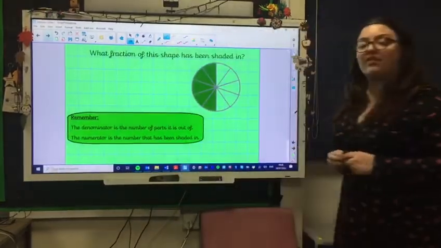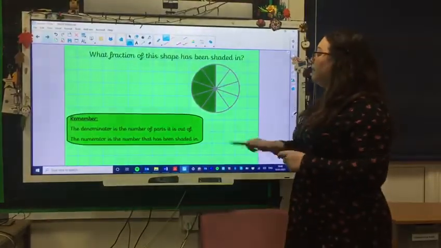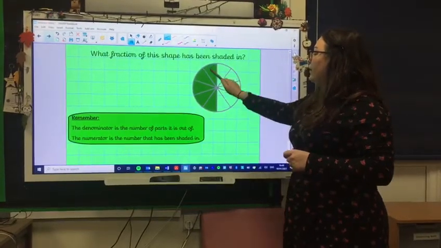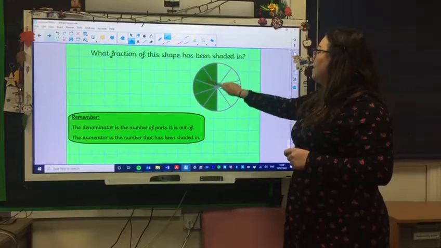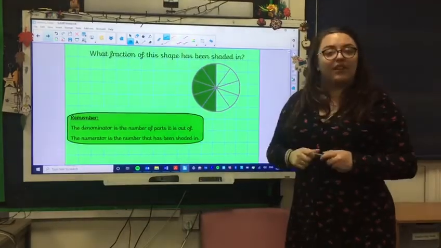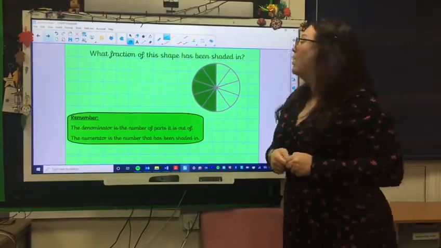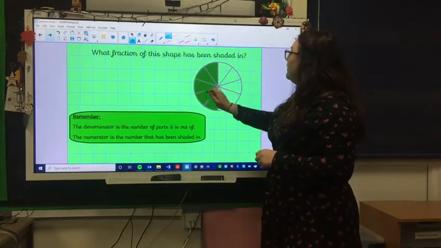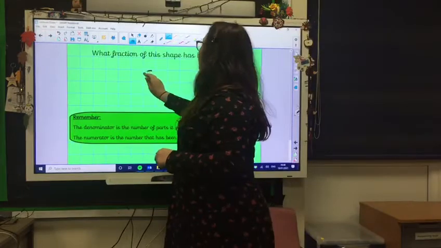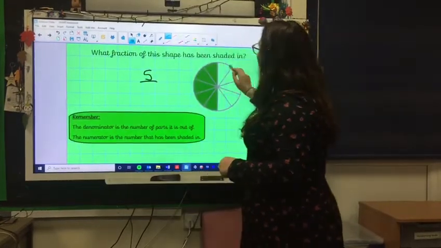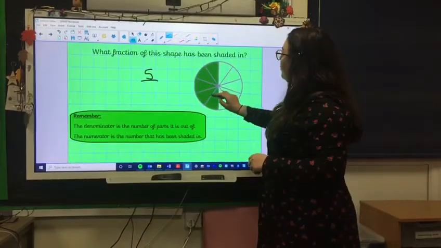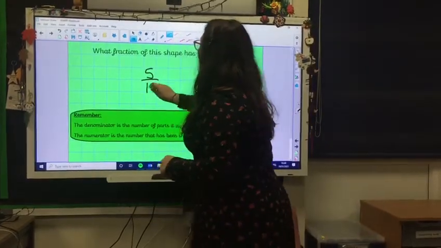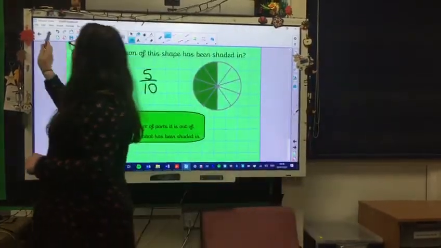Okay, now do the same thing with this one. Remember, the denominator, the bottom number, is the number that it's out of. The numerator, the top number, is how many have been shaded in. So pause the video and give it a go. So, the numerator, the number that's been shaded in, is 1, 2, 3, 4, 5, out of 1, 2, 3, 4, 5, 6, 7, 8, 9, 10. So your fraction there should be 5/10.